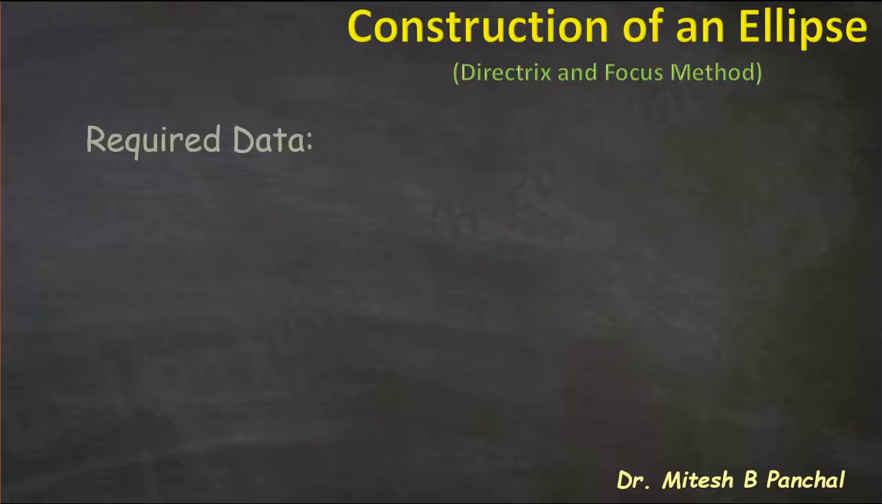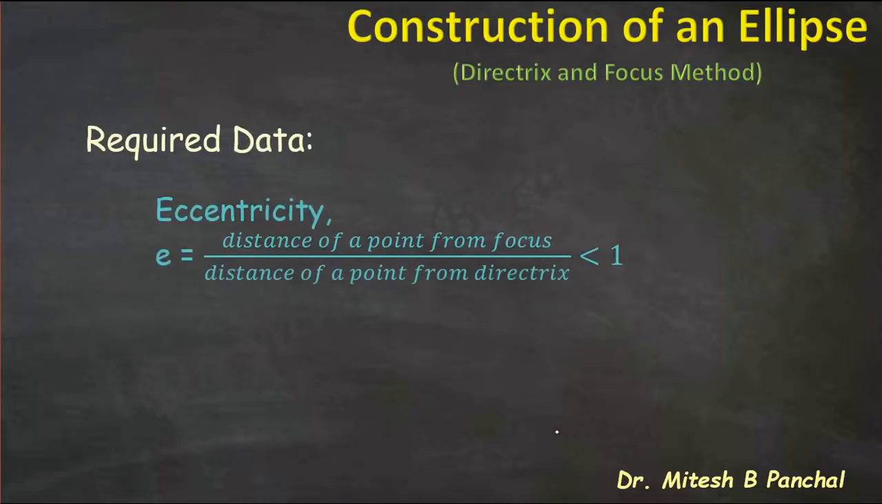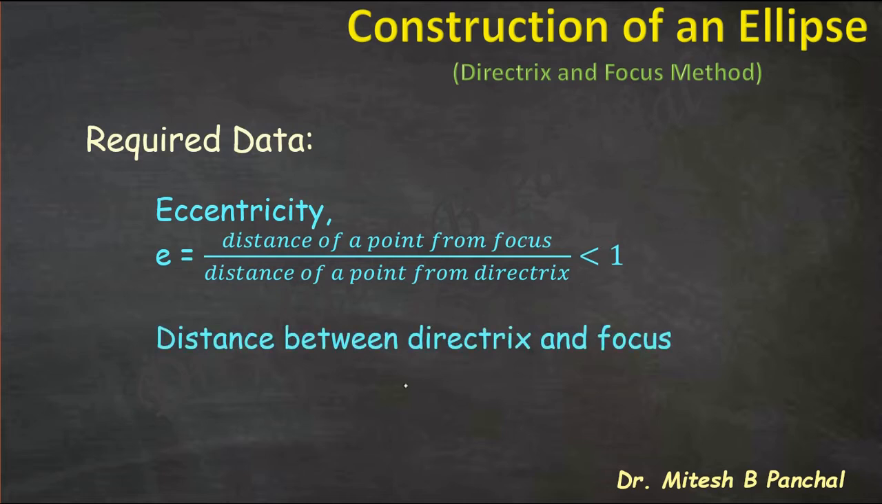So the required data for this particular method is the eccentricity, and that should be less than 1. And the second data is the distance between directrix and focus. So these two data are required to construct an ellipse using directrix and focus method.